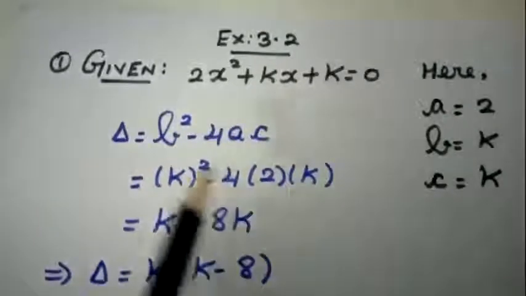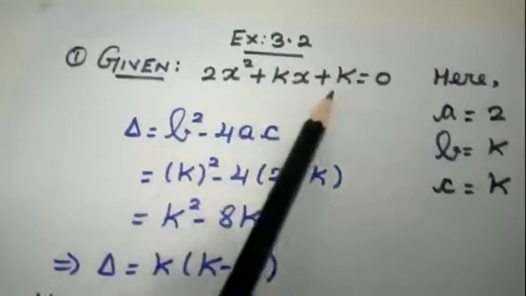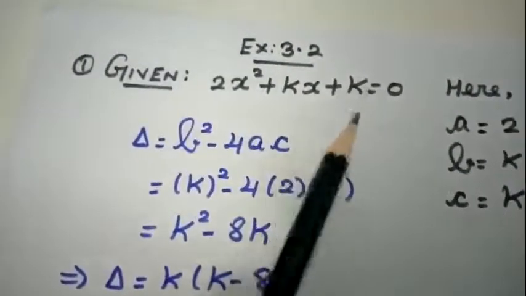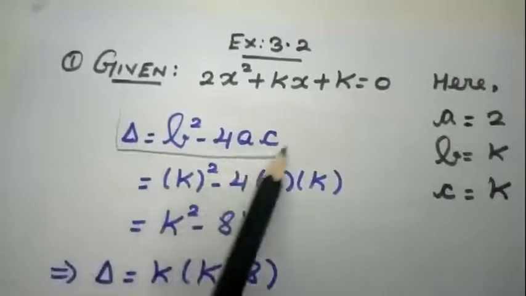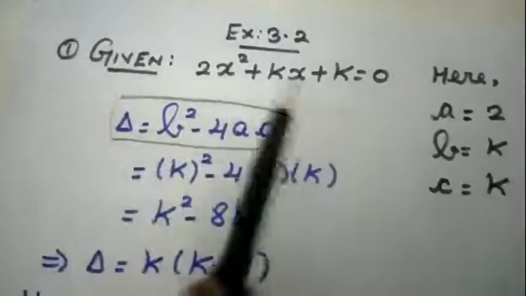Exercise 3.2, first sum. If k is real, discuss the nature of the roots of the polynomial equation 2x² + kx + k = 0 in terms of k. This equation is given, and we are going to find the nature of the roots. The formula for the nature of the roots is delta = b² - 4ac.